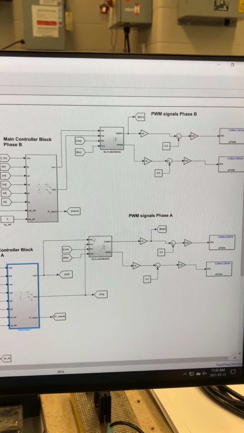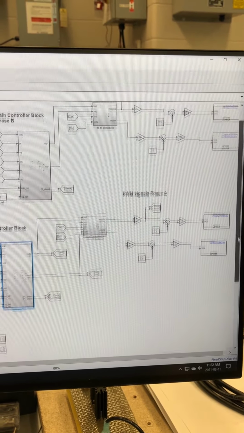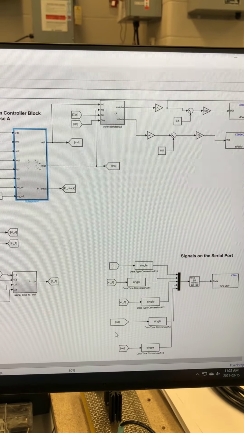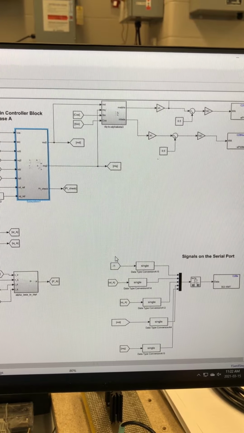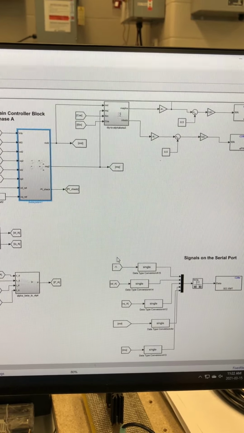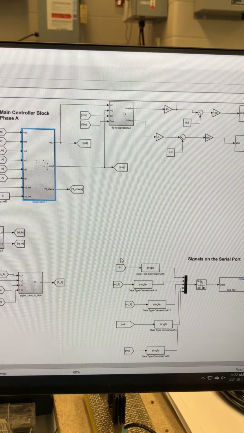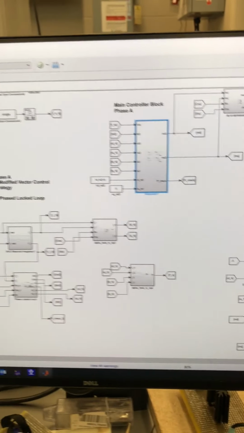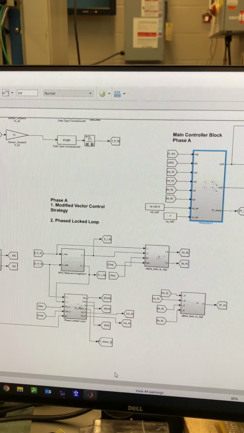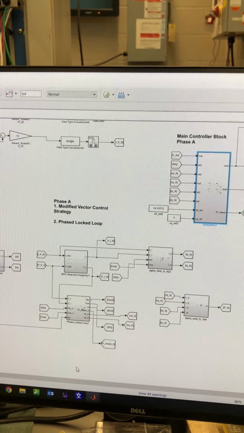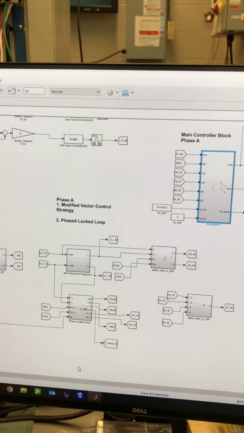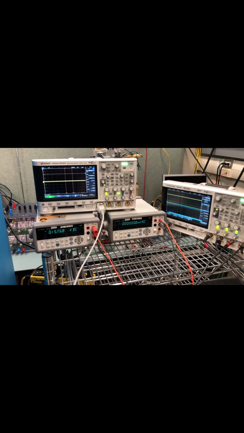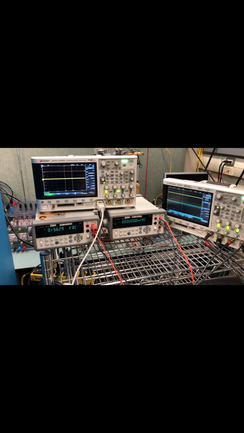Same goes over here for the other phase. And for our serial port, what we are making use of are some of the basic incoming signals that we need in order to visualize those signals, and that can be used for our papers. So this is the basic overall MATLAB Simulink program that we will be making use of for our fully functioning back-to-back converter. So this is a demo for the fully functioning back-to-back converter.